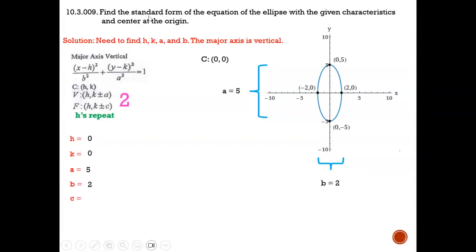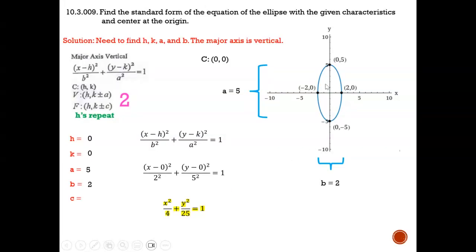Now, do I need to find c? No, because we're looking for the standard form of the equation, so c is not required. c is how you find the foci, and they're not asking for that. So what we do is put them together in the formula: (x minus 0) squared divided by 2 squared plus (y minus 0) squared divided by 5 squared equals 1. So it's x squared over 4 plus y squared over 25 equals 1.